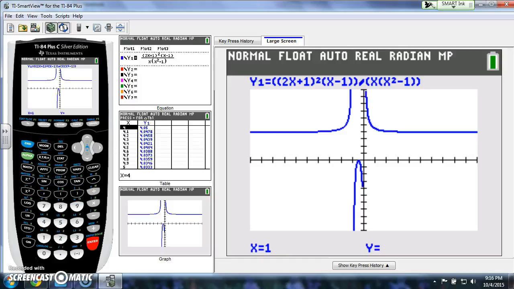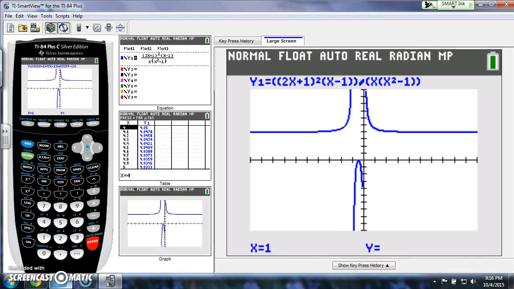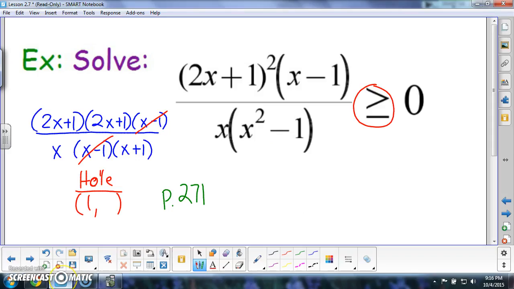So keeping that in mind, how are we going to write our answer? Oh, let's also find where that hole is. Let's go back to trace. You can see as you're really close to 1, it's really close to 4.5. So I'm just going to approximate that hole to be at about 4.5. Okay? Now, how are we going to write our answer?